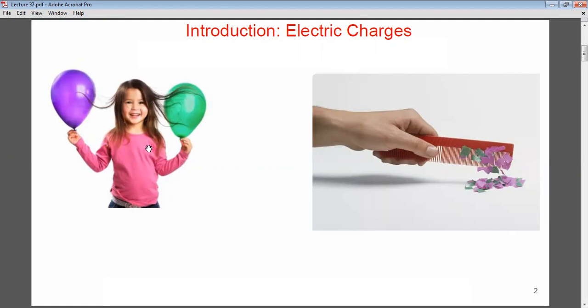Another example is the balloon. We can also rub the balloon against wool, and we will observe that it can start attracting the hair of this girl over here. This thing happens a lot in dry weather, especially these days. If we come to comb our hair, we start noticing that the comb is attracting our hair, or it makes some sound, which means there are some electric forces, some electric things happening.